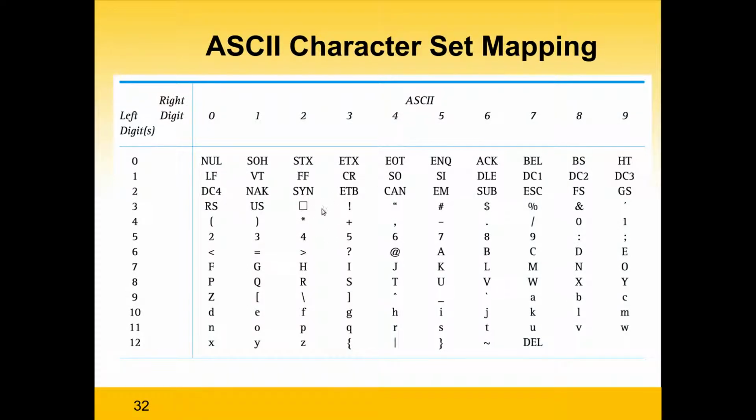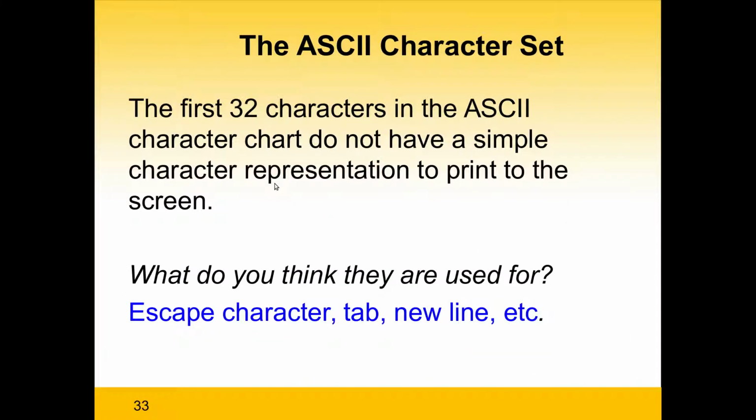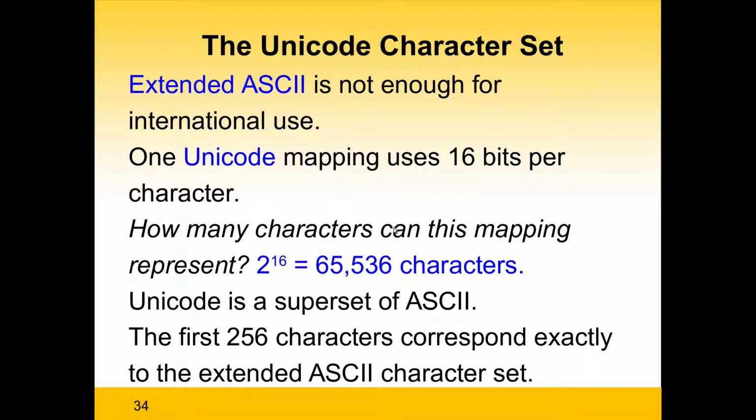And then starting from this one all the way to the tilde, they all had a representation. So we can see that we have the capital letters of the alphabet, the lowercase letters, punctuation marks, etc. So all of them had a unique character code. So the first 32 characters in the ASCII character chart do not have a simple character representation to print to the screen, because they were used for different purposes.